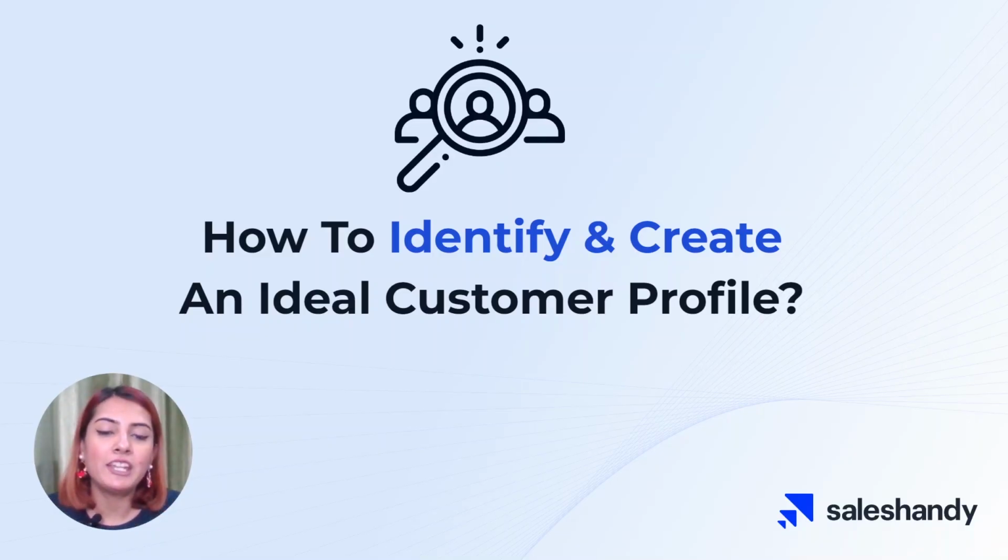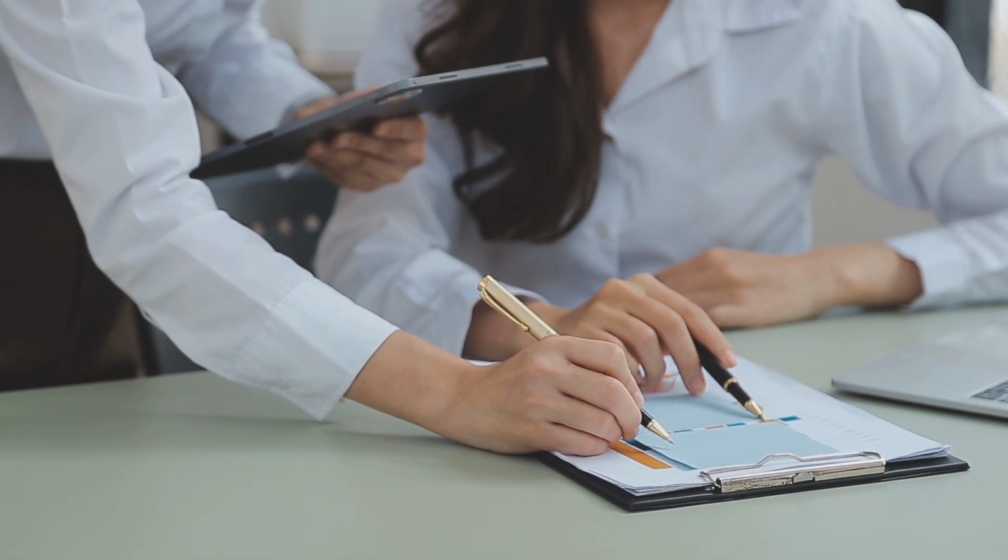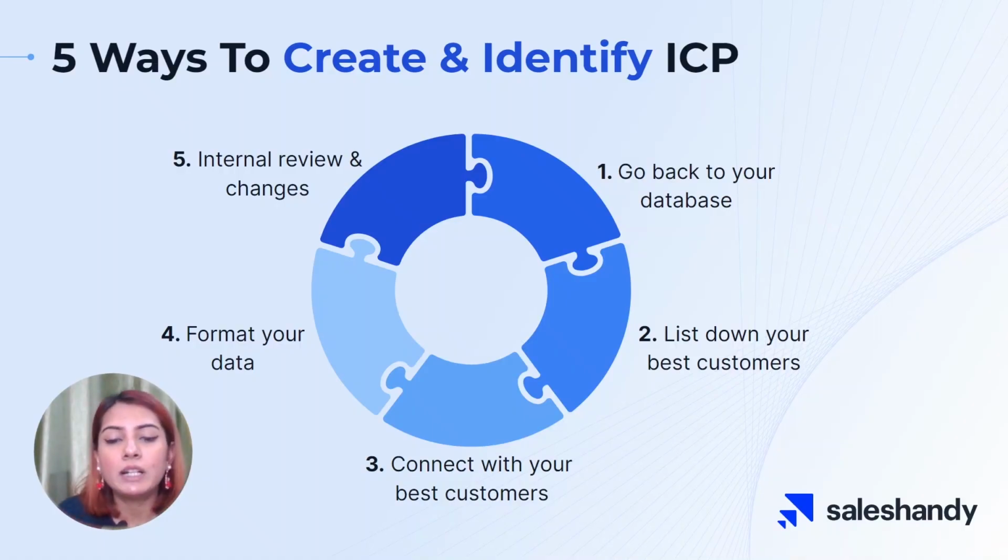So after understanding the difference between these two concepts, it is time to start identifying and creating your ICP. The first step in this process is to go back to your database. Here you can use the data you gathered while identifying your ICPs. Or if you want, you can pull some extra information from your SDRs, internal stakeholders, or any customer-facing teams.